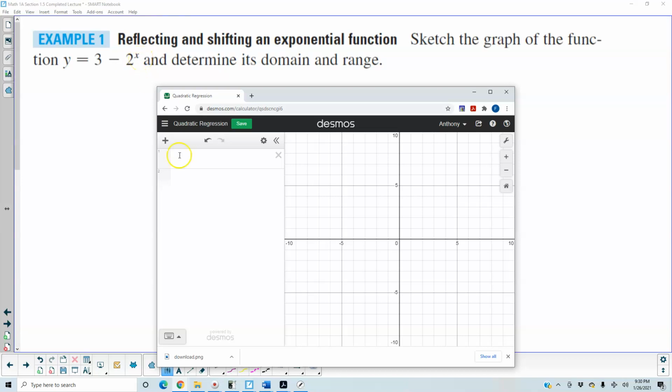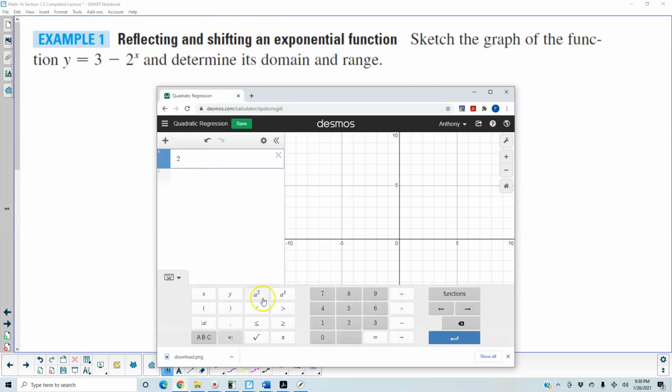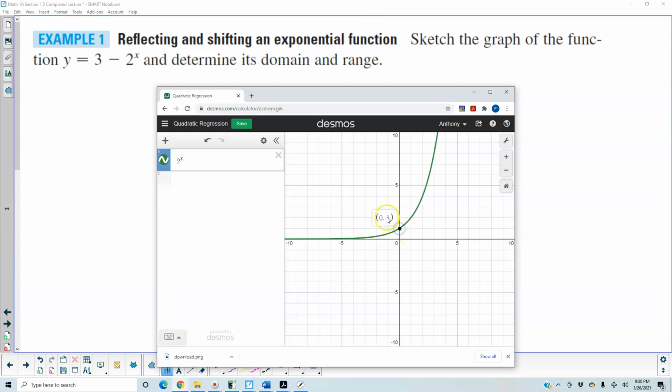So we're going to go ahead and put 2, and then we're going to raise it to the power of x. So here we can see what the graph looks like of the function 2 to the x. We know that we have a y-intercept at (0, 1). And so therefore that's what our graph looks like.